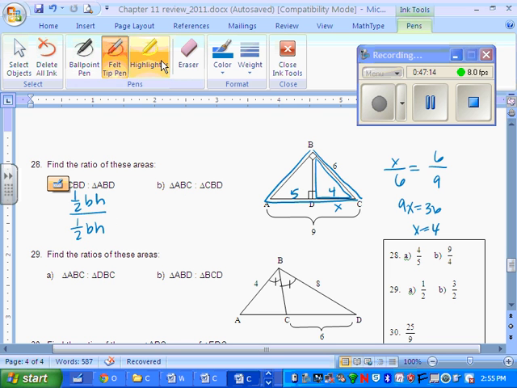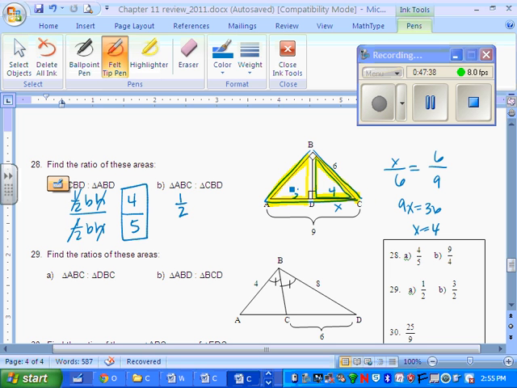The heights are the same in both triangles. Notice I'm doing CBD, CBD, and ABD, ABD. Okay, heights are both the same, so heights will cancel. The 1/2s cancel. The base in CBD is 4. The base in ABD is 5. That's my final answer.